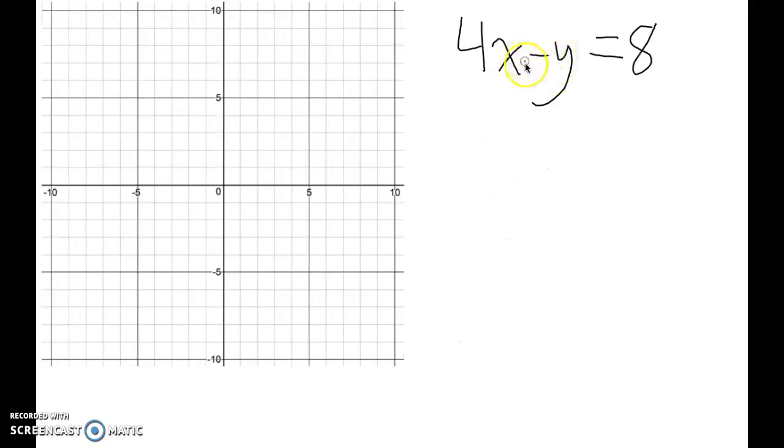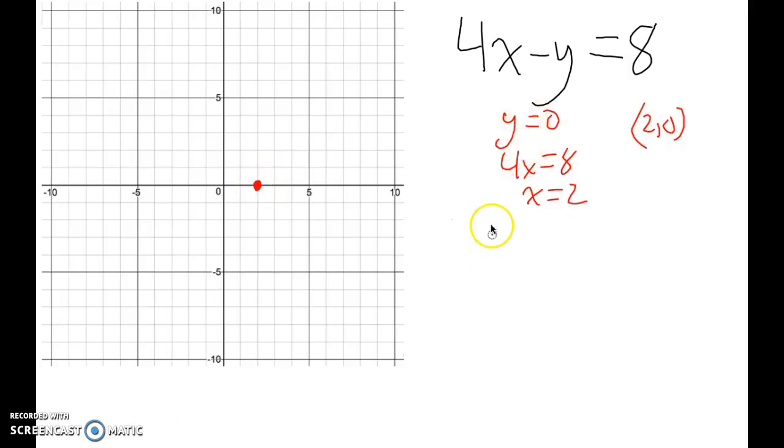Now, just because this switched from a positive to a negative, it doesn't change anything. We still go with the same principle. To find the x-intercept, y must be equal to 0. So 4x equals 8, therefore x is equal to 2. So we have the point (2, 0). We can plot that intercept.